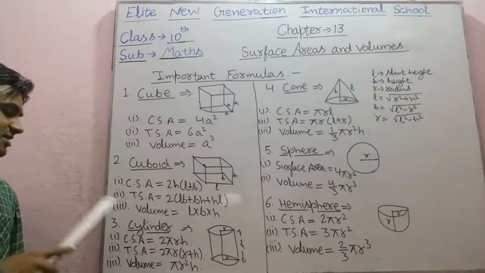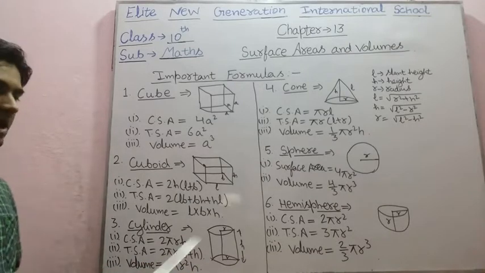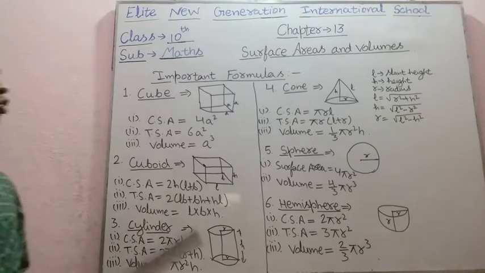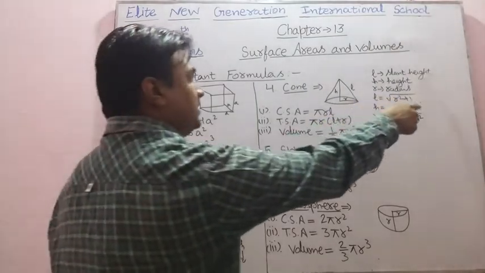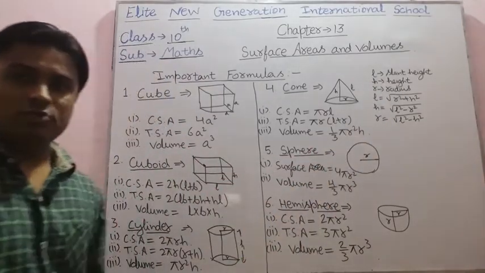Now after this, cylinder. In a cylinder, if H is the height of the cylinder and R is the radius, then curved surface area is given by 2 pi RH, total surface area is given by 2 pi R in bracket (R plus H), and volume is given by pi R square H. Now after this comes cone. In a cone, this L is known as slant height, H is called the height of the cone, and R is the radius of the cone.